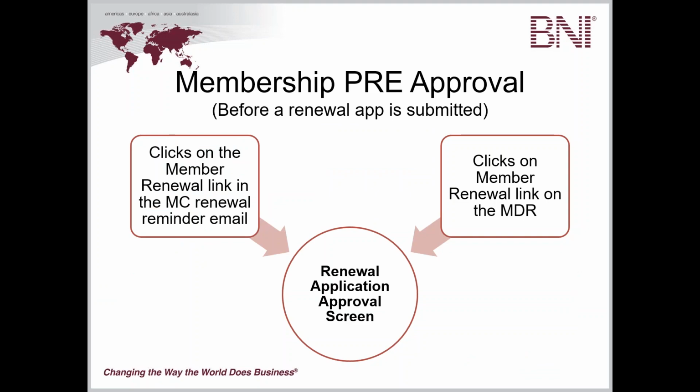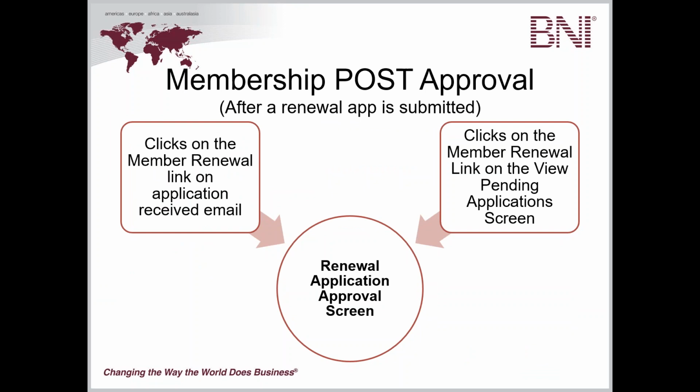All right, so that's the pre-approval. Let's take a look at the post-approval. So the next part of this is if you have not pre-approved a member and they just went in and submitted their application, maybe on that 60-day reminder, or maybe it's the day before they're due for renewal. In any case, they have now submitted their renewal and they need to be approved.